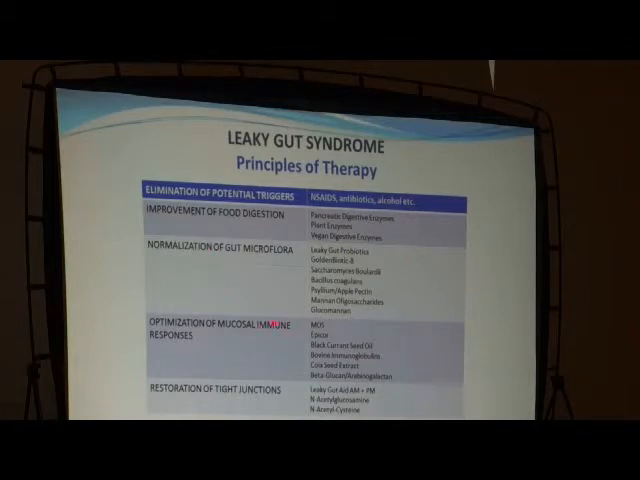Plus we're using various prebiotics such as glucomannan, mannan oligosaccharide, as well as fiber such as psyllium and apple pectin. And typically we like using a combination of probiotics and prebiotics together.